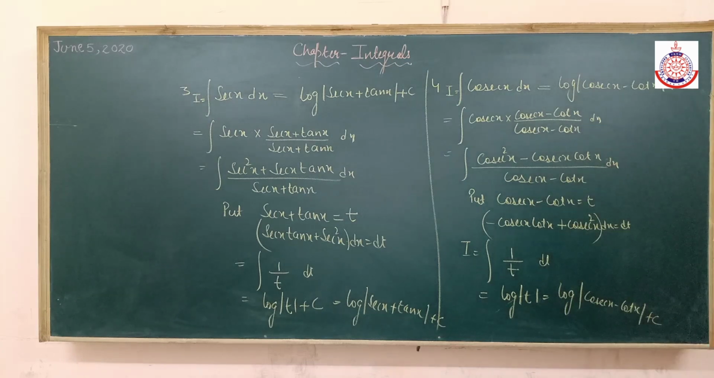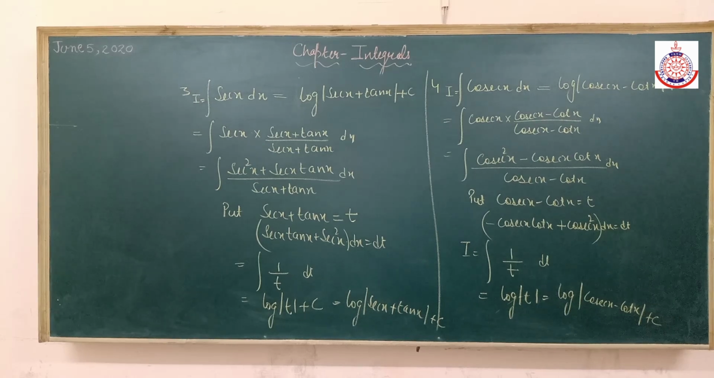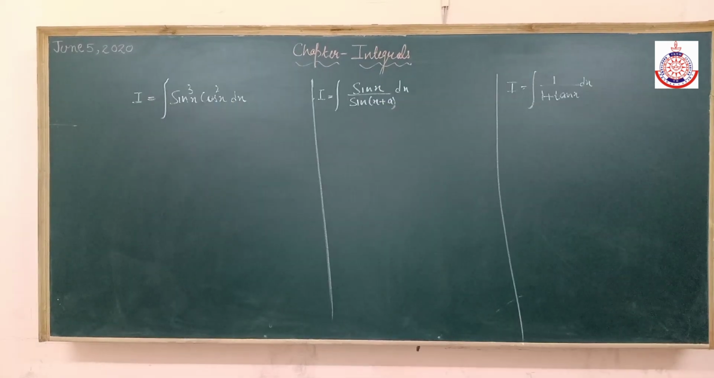Which formulas? Integration of tan x, what is integration of tan x? Minus log cos x or log secant x. Integration of cot is log of sin x or minus log cosecant x. Integration of secant x is log of secant x plus tan x. Integration of cosecant x is log of cosecant x minus cot x. You need to add this to the list of formulas which you have done.